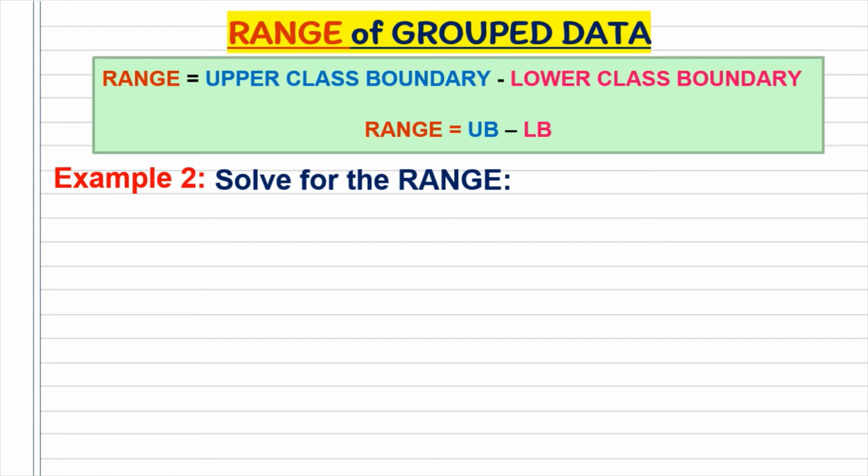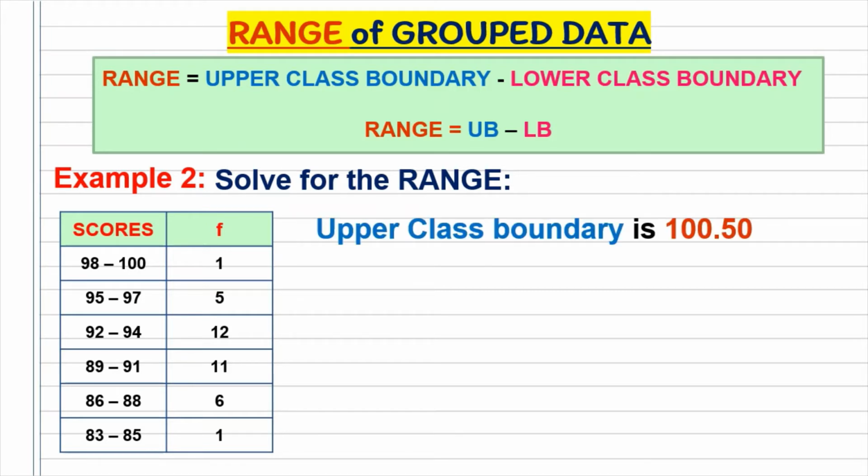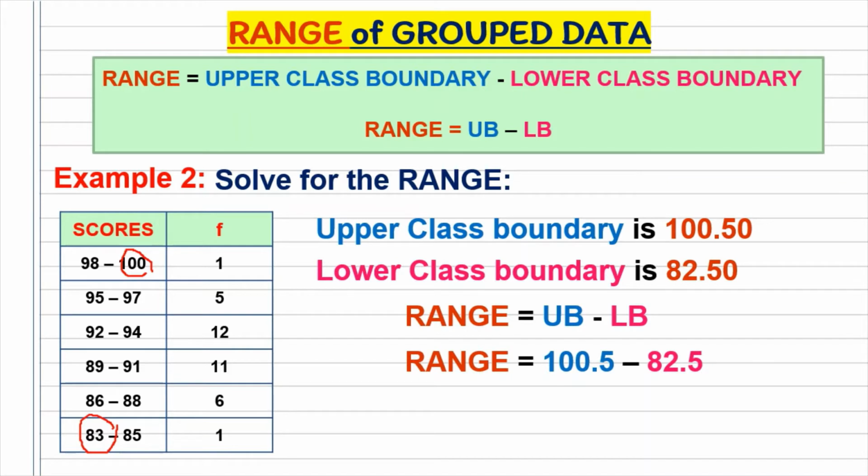Example number 2. This is the table, scores and then the frequency. So we will get the upper class boundary, which is 100 plus 0.5, that's 100.5. And then the lowest is 83 minus 0.5, that is 82.5. So we will subtract them, 100.5 minus 82.5. So the answer is 80. So the range is 80.